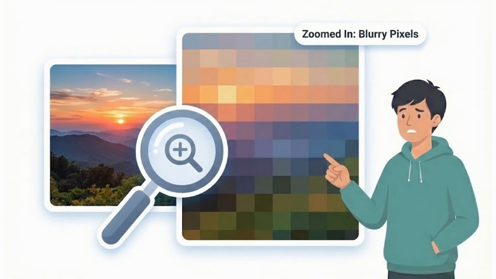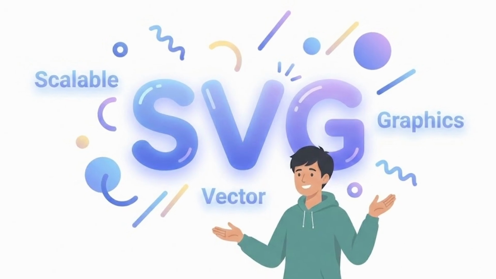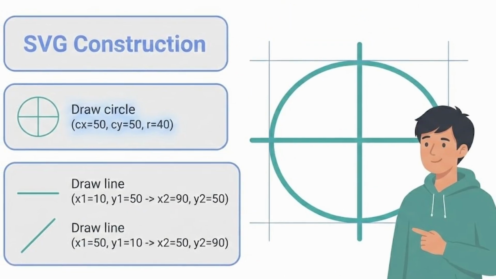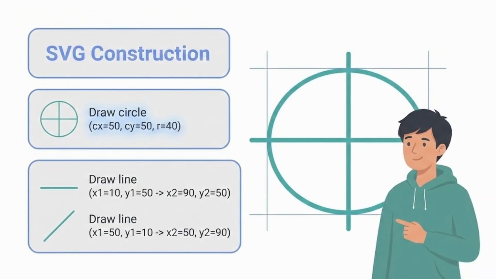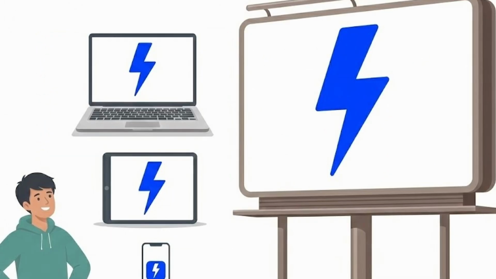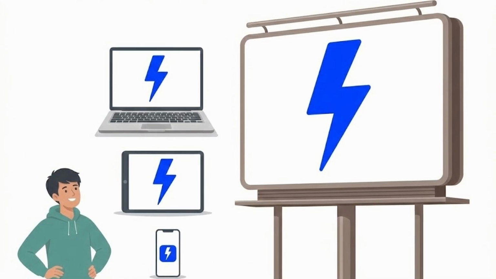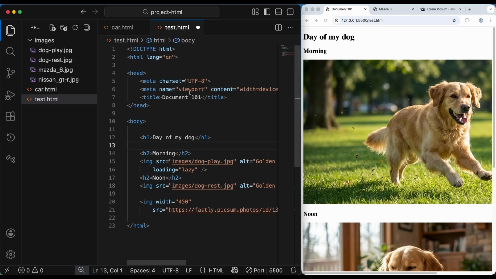Most images are grids of colored pixels. If you zoom in, they get blurry. So we have SVG. SVG stands for Scalable Vector Graphics. They aren't pixels, they are math. They are instructions like draw a circle here or draw a line here. Because it's math, you can scale it to the size of a billboard and it will stay perfectly crisp. So let's create an SVG file.